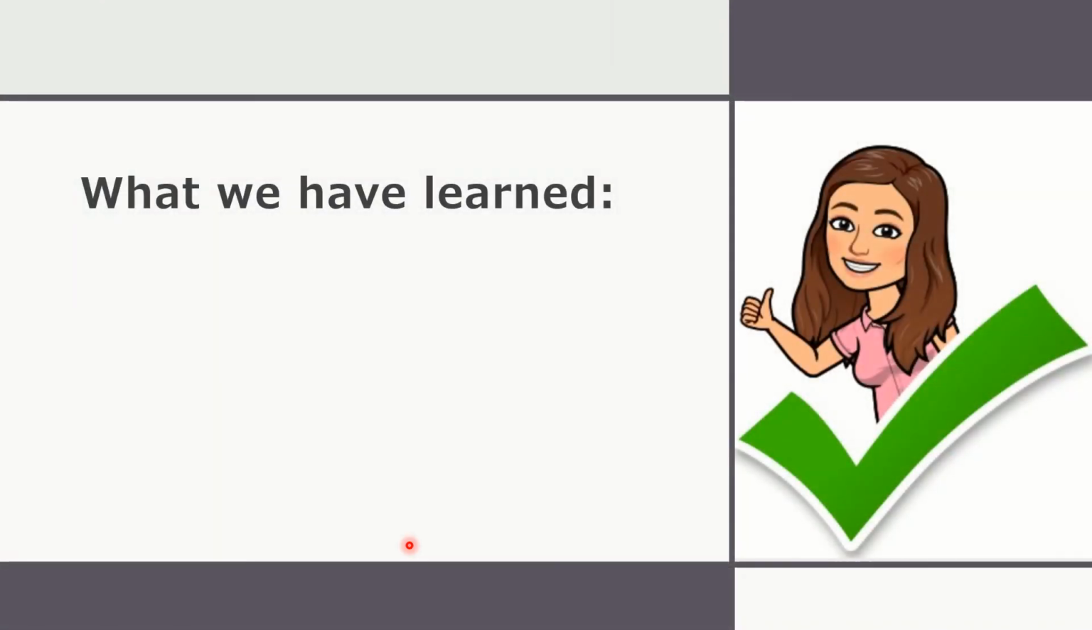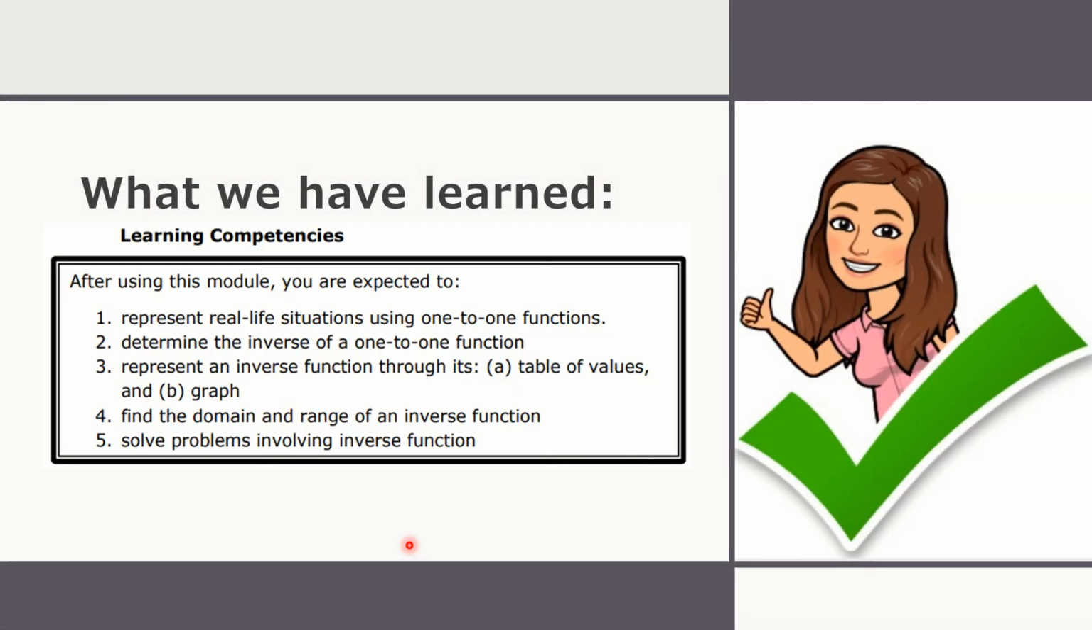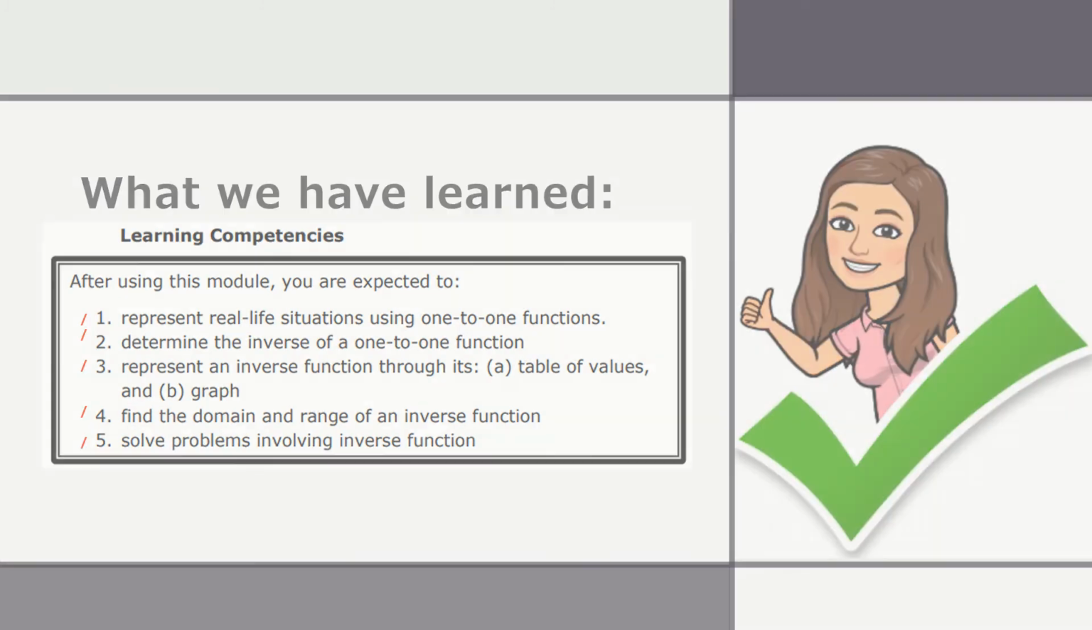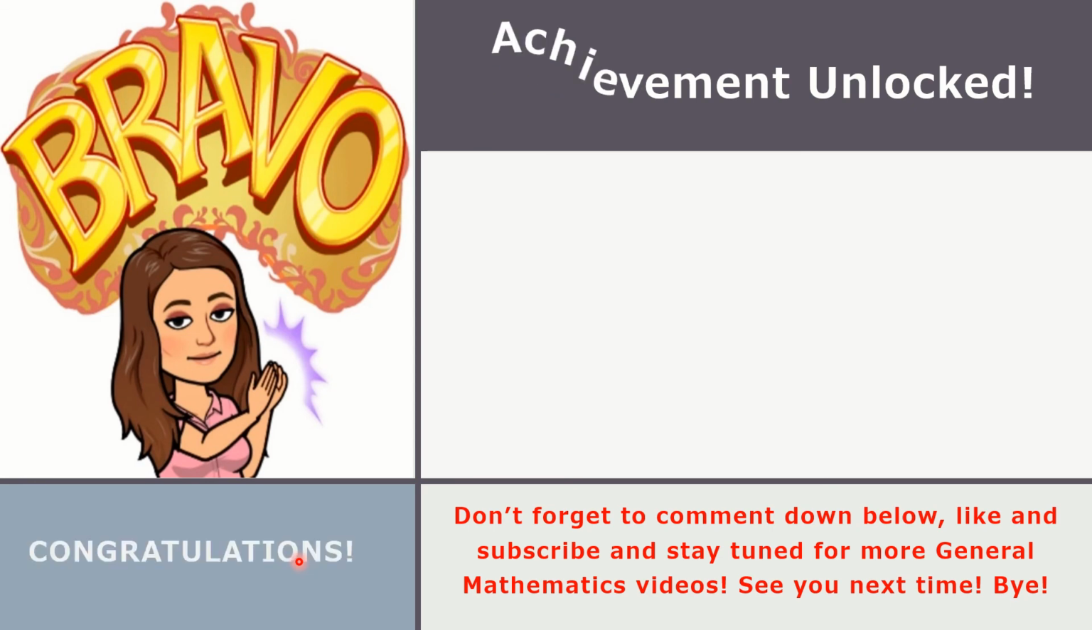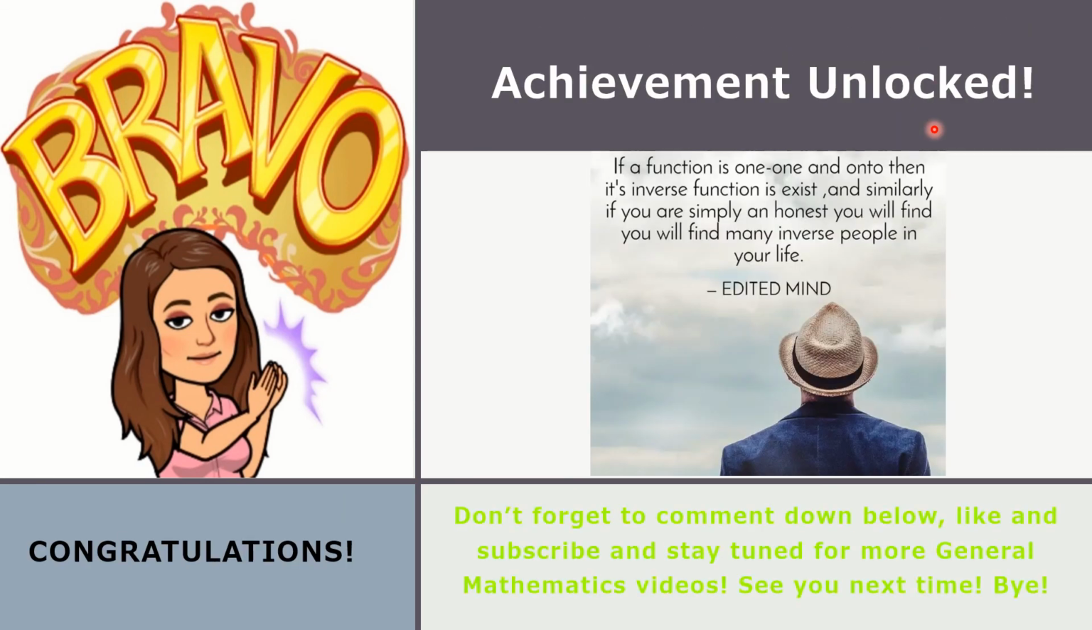After going through all the activities, what have we learned? We have represented real-life situations using one-to-one functions. We have determined the inverse of a one-to-one function. We have represented an inverse function through its table of values and graph. We found the domain and range of an inverse function. And we solved problems involving inverse functions. Congratulations! Achievement unlocked. Remember that if a function is one-to-one and onto, then its inverse function exists.